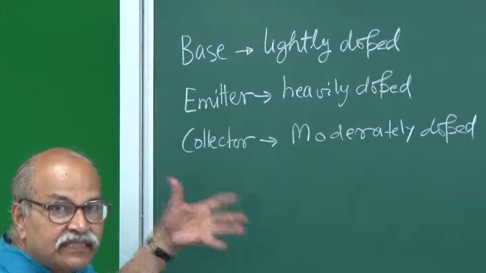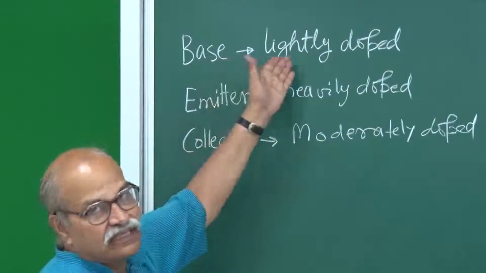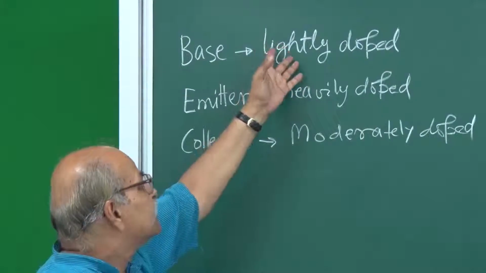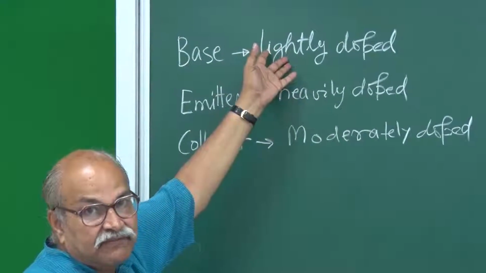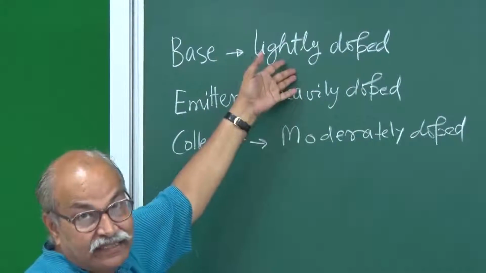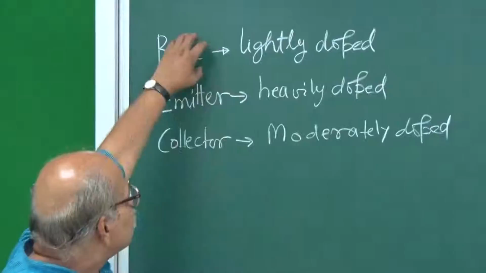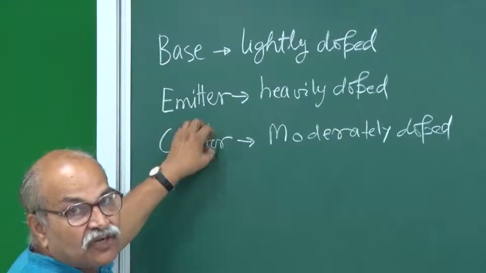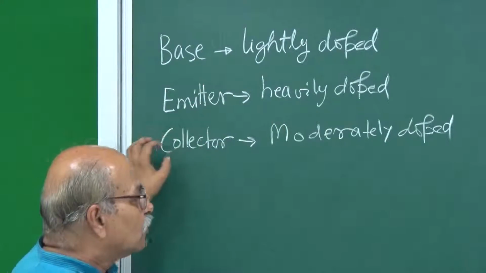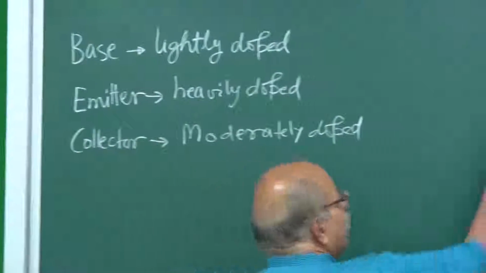So doping concentrations are different for these three cases. The base is very lightly doped. The concentration of impurities in the base will be, say, 5 to 10% of that in the emitter, and the collector will be a little less than that. Therefore you cannot interchange emitter and collector because their doping levels are different, although on a diagram it may look like both are the same.